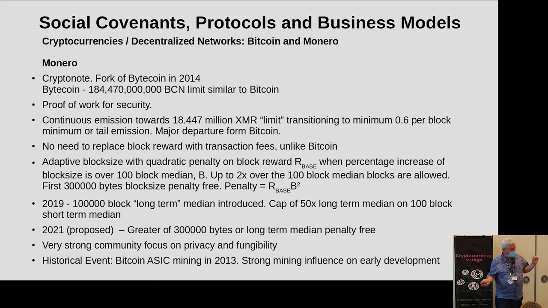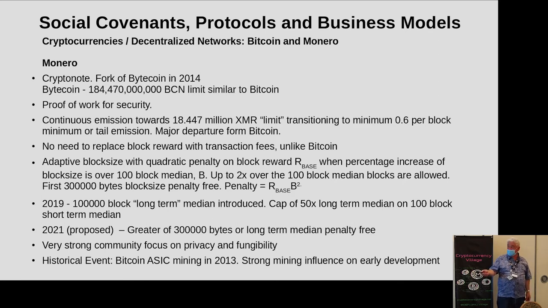Now what's interesting about this is that it's just below the inflation rate of gold. So you make it just hard enough to gold, but you don't go nuts. Gold is the gold standard of hard money. So you keep the gold standard, and that's what Monero did. And this is the minimum tail emission.